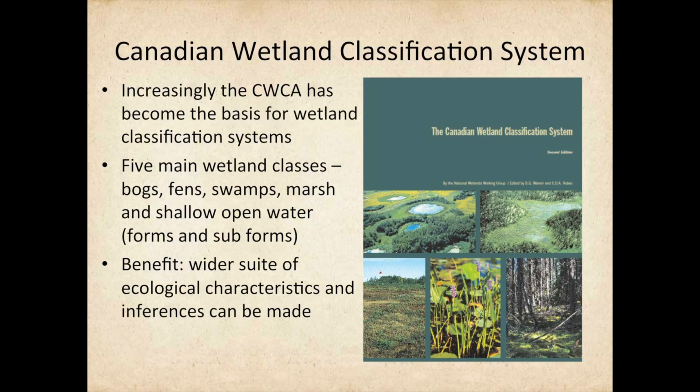The benefit of the Canadian Wetland Classification System is that there's a wider suite of ecological characteristics where inferences can be made. Things such as water movement, pH, soil type, soil depth, that type of thing. And that's the benefit of having an ecologically based classification system, which became the basis for the classification system which we had developed and are currently using within DU Canada.